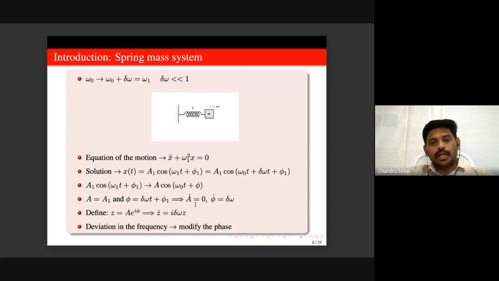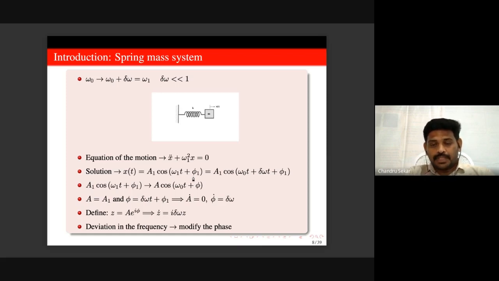Now, in the modified frequency, the equation of motion for the system is given by x double dot plus omega 1 squared x equal to 0. Here omega 1 is the natural frequency of the modified system. The solution of the equation is written as x equal to a1 sine of omega 1 t plus phi 1. Here a1 and phi 1 are integration constants for that system. Also, I can write the same solution as a1 cos of omega naught t plus delta omega t plus phi 1.